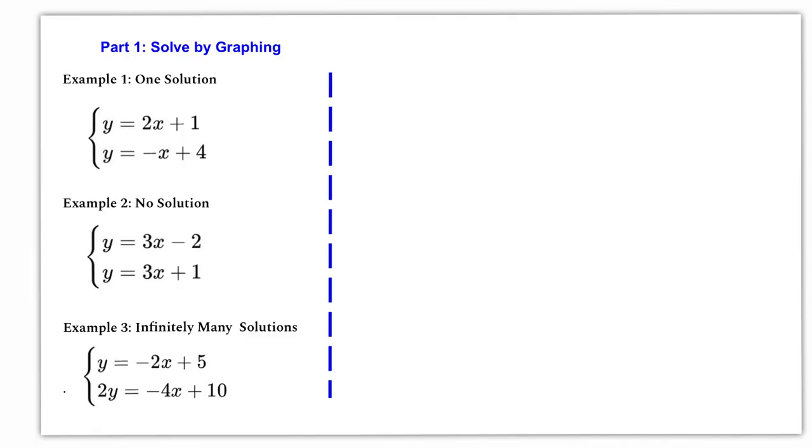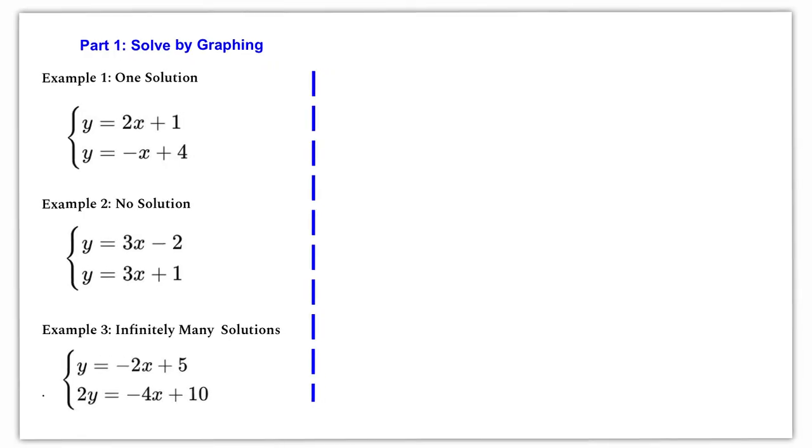Let's get started. The first few questions you will get on your test will be all about solving system of equations by graphing. So let's take a look at this first example. It does say here it's one solution. That's just a hint. But how do you know if it's one solution? Let's get that out of the way.